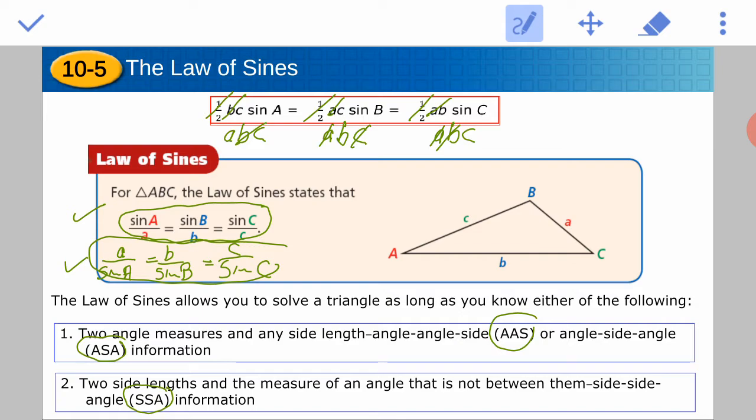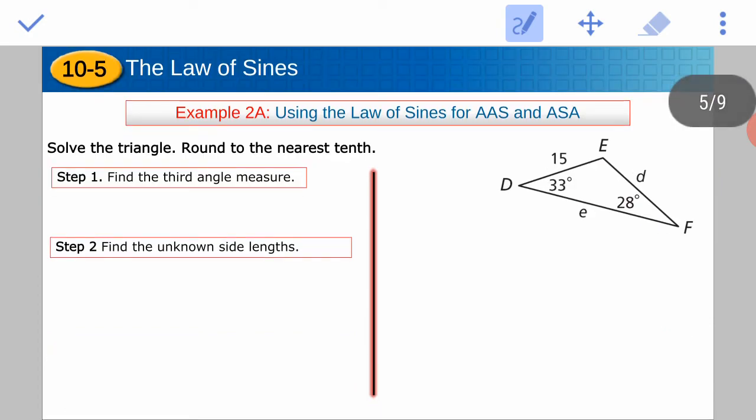Otherwise, guys, with any other different information, you cannot use the law of sines. The law of sines can only be used in case number 1 and case number 2. Case number 1 has 2 scenarios. Sometimes the side is included, other times the side is not included. It doesn't make any difference. In example number 2, I'm going to focus on the first type, when you're given 2 angles and 1 side.